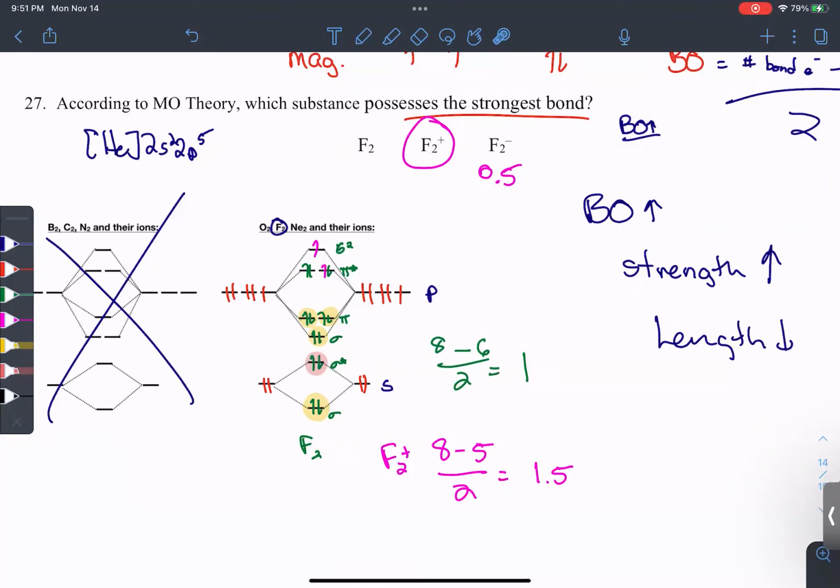Good. So these questions, there's a multitude of ways to ask them, all right? But they all are the same. You just calculate bond order, you draw the MO diagram, always start with the neutral thing, make the cation or anion.